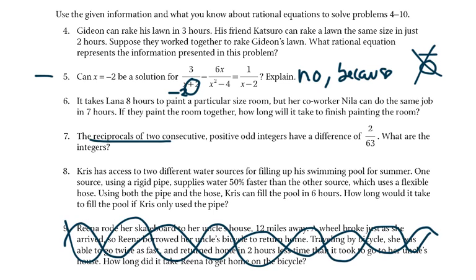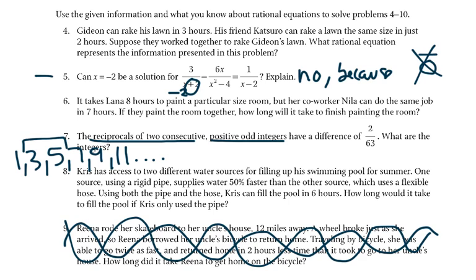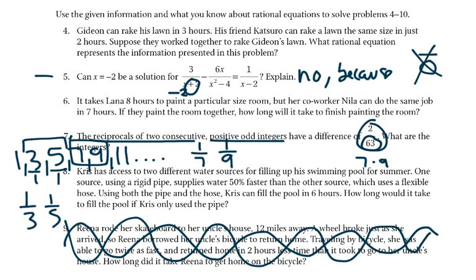Okay, number 7 says the reciprocals of 2 consecutive positive odd integers. So a positive odd integer would be like 1, 3, 5, 7, 9, 11, and so on. Consecutive means here and here. Reciprocals means 1/3 and 1/5. So which would have a difference of 2 over 63? Well, 63, if you split that apart, that's 7 times 9, right? So is 7 and 9 2 consecutives? Yeah, if we found their reciprocals, we'd have 1 over 7, 1 over 9. If we subtract them to get the common denominators, we'd end up with 9 over 63 minus 7 over 63. So yeah, our answers are 7 and 9.